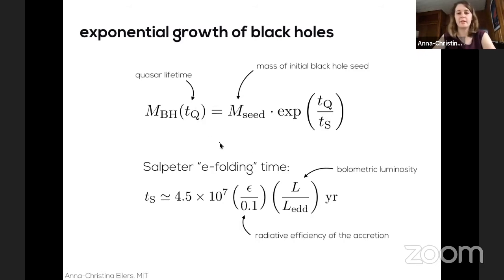And this growth happens on a characteristic timescale, which is called the Salpeter timescale or e-folding timescale, which is about 45 mega years if you assume that the quasar is shining at the Eddington luminosity and with a radiative efficiency of about 10%, which is the fiducial parameter that you get from accretion disk models. And you need about 16 of these e-folding times to grow a billion solar mass black hole from a stellar remnant initial seed, which is orders of magnitude longer than the quasar lifetimes that we measure.